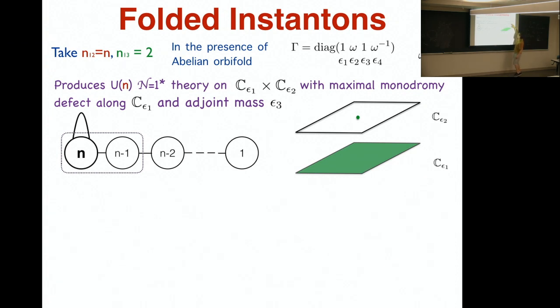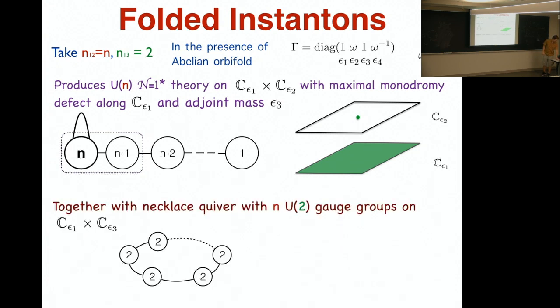So if these are the one and two planes, because of this orbifold, it provides some defect degrees of freedom along one of the complex lines. I didn't have time to explain it, but once you study this orbifold, it more or less follows through. Okay. Now, what does the observer on the other space see?